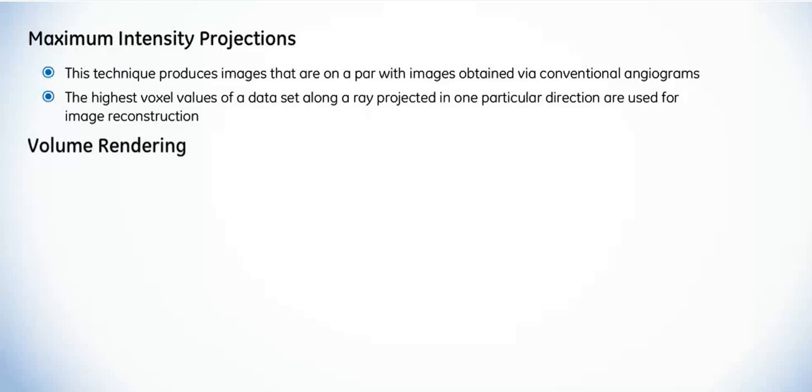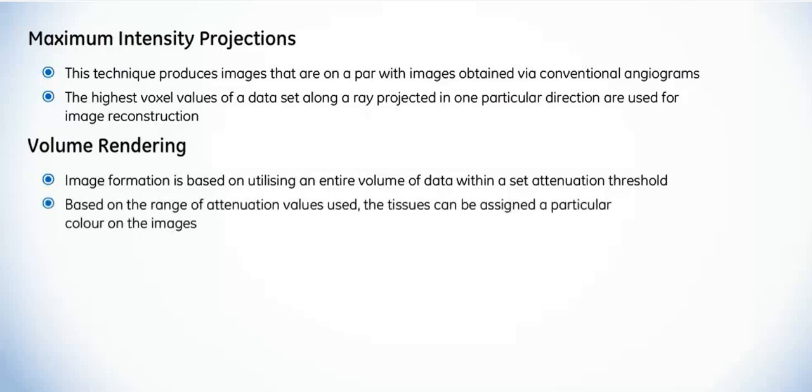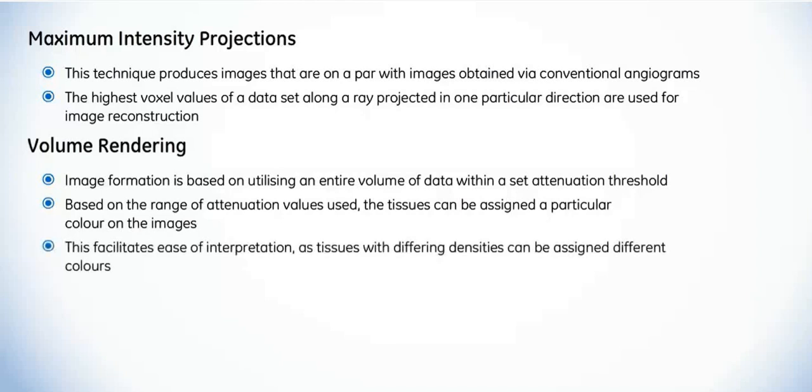In the volume rendering technique, image formation is based on utilizing an entire volume of data within a set attenuation threshold. Based on the range of attenuation values used, the tissues can be assigned a particular color on the images. This facilitates ease of interpretation as tissues with differing densities can be assigned different colors.